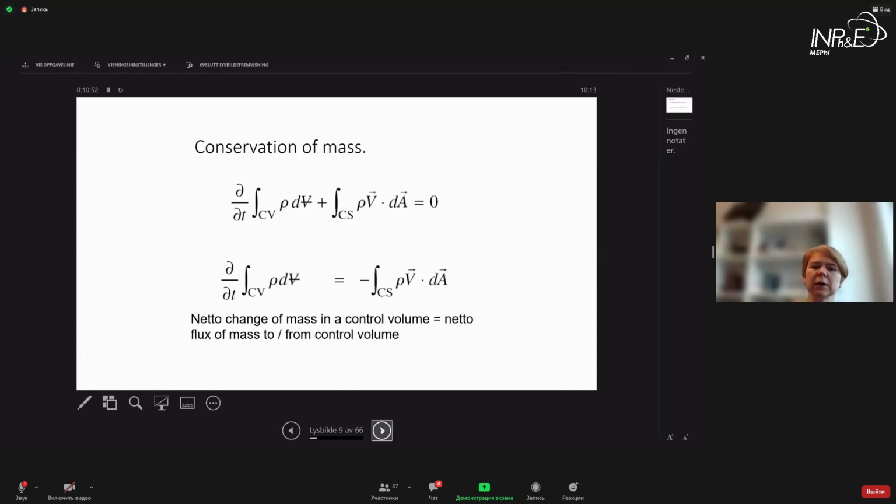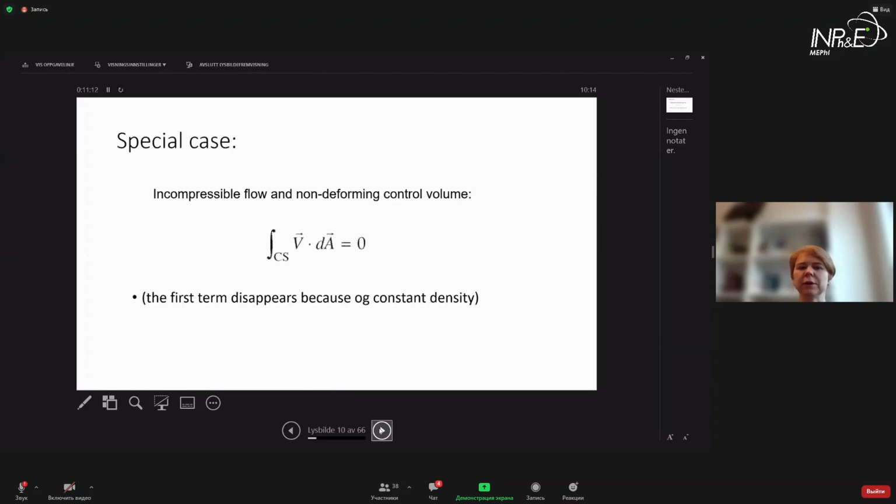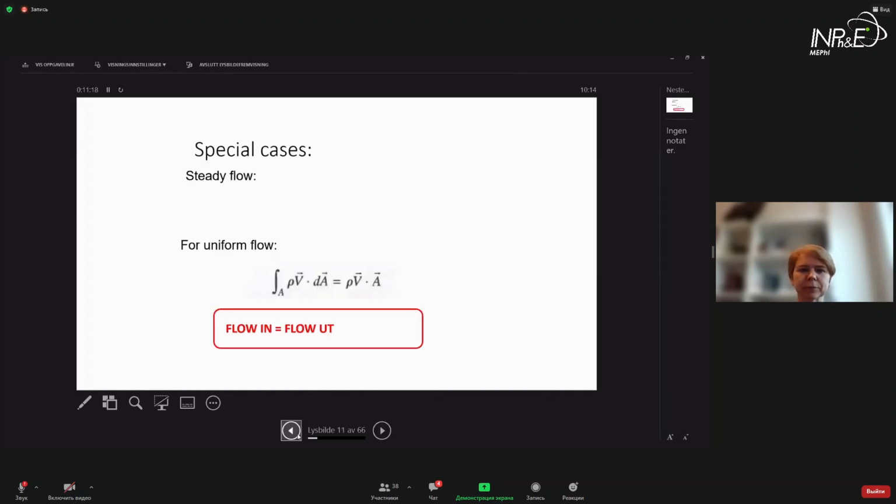Putting it another way, the change of mass in the control volume is the same as the net flux to or from the control volume. This is a very fancy mathematical way to say that in order to put something into a volume, you need to move it through its boundaries, which is a very commonsensical result, but when you write it in a mathematical way, it looks like this.